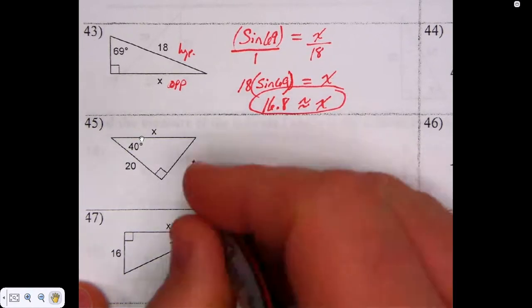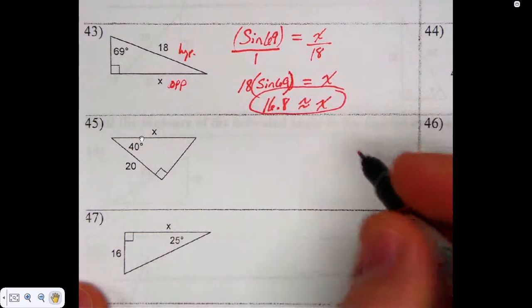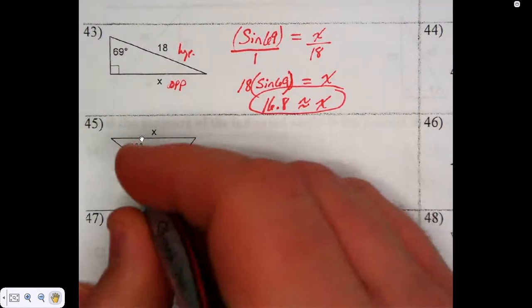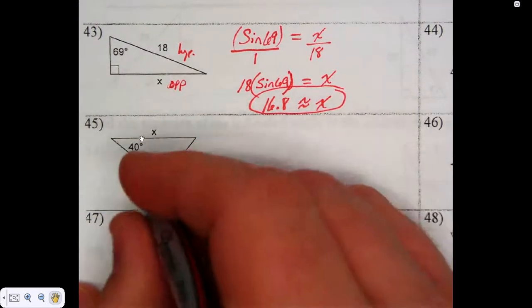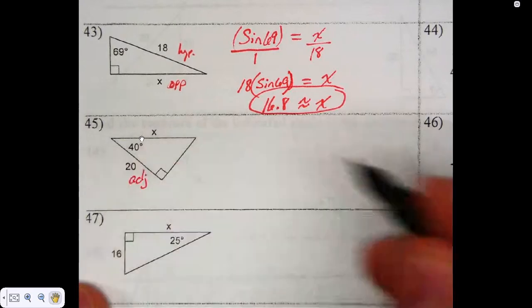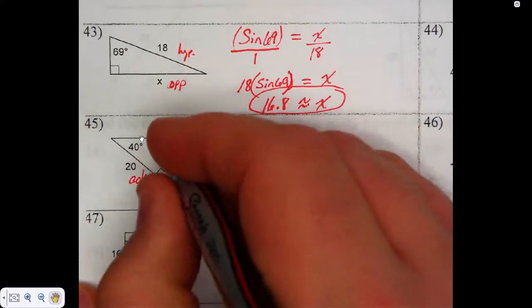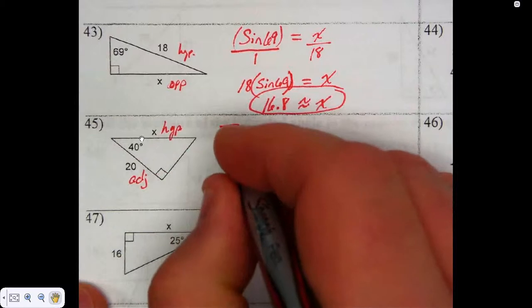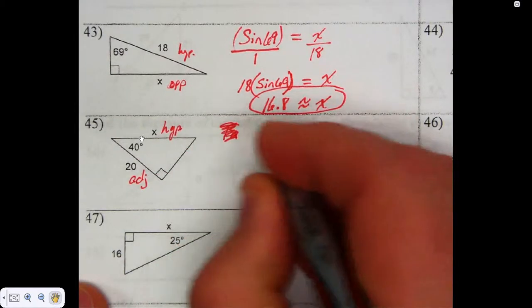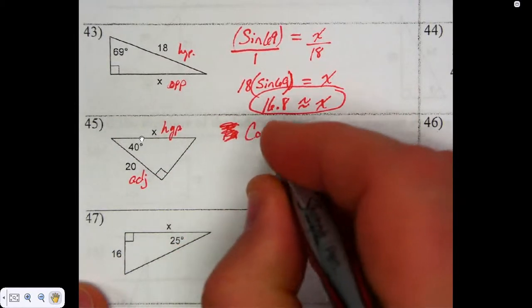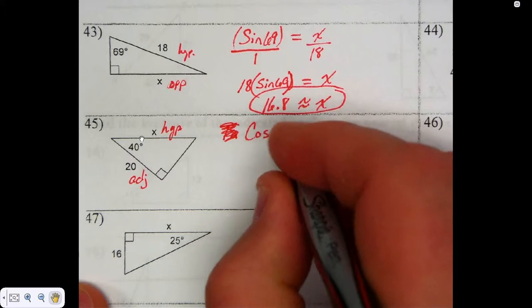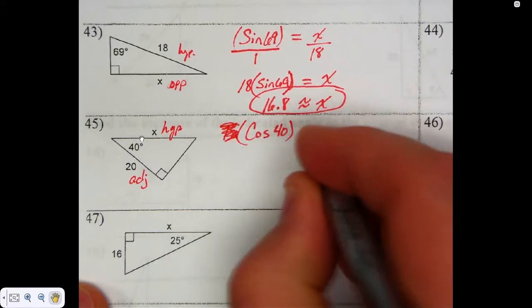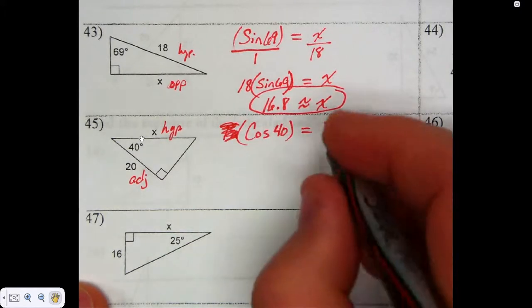Okay, how about 45? What have they given me here? Opposite and... Nope. Adjacent? They gave me the adjacent and the what? Hypotenuse. So what is this? Cosine. Yep. Cosine of 40 is equal to what? 20 over x.